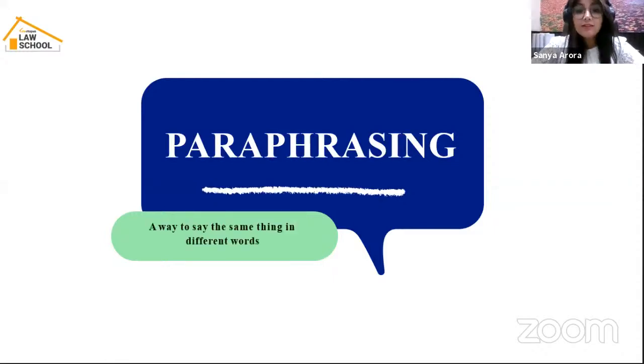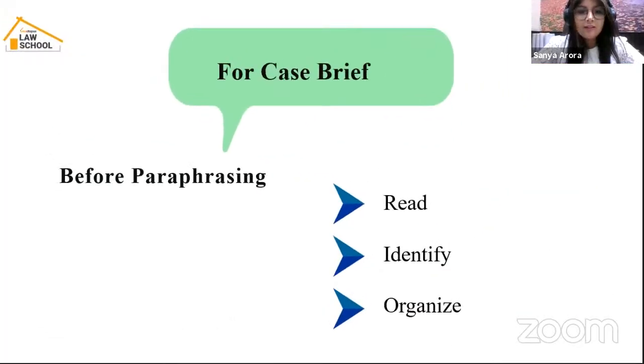So paraphrasing is a way of saying the same thing in different words, as we just saw. Some tips that you can keep handy before paraphrasing: read the law, read the entire thing, get the context, understand what it's all about. Do not skim through. Actually read and then identify what is important by looking at the purpose of why you're reading it. If you're looking for an argument on a particular issue of law, how to identify that will be in your judgment, because you will be using that judgment to support your argument. So keep the argument in focus, identify the important points accordingly, and organize all of your points in a chronological sequential manner.